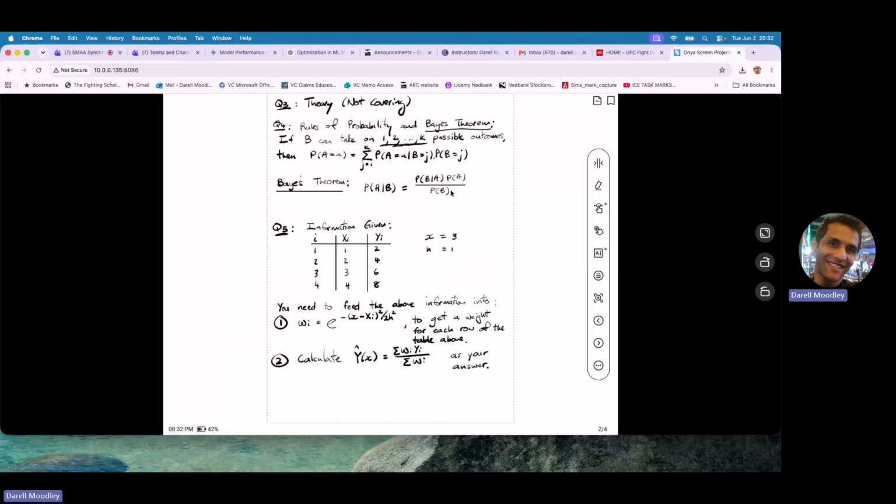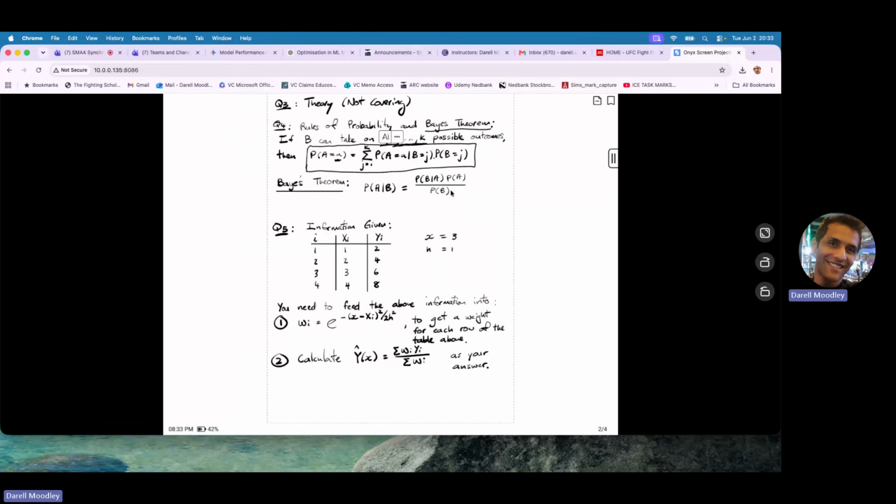If you can take on more than just 2 outcomes, let's say you can take on k possible outcomes, then if you wanted the probability of, say, A equals some small a, now, you can think of A being another event where A can take on a yes or no, so A can take on a 1 or 0. I have a small a to represent one of those events. So if you wanted the probability of A equals small a, it's given by this formula here. We use conditional probability rules to find that.